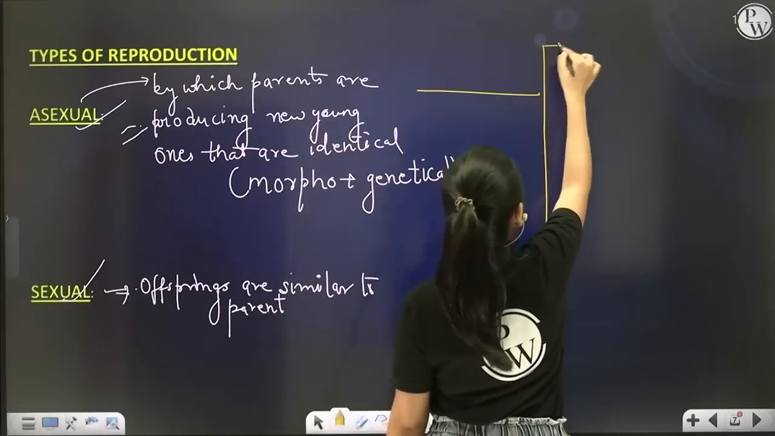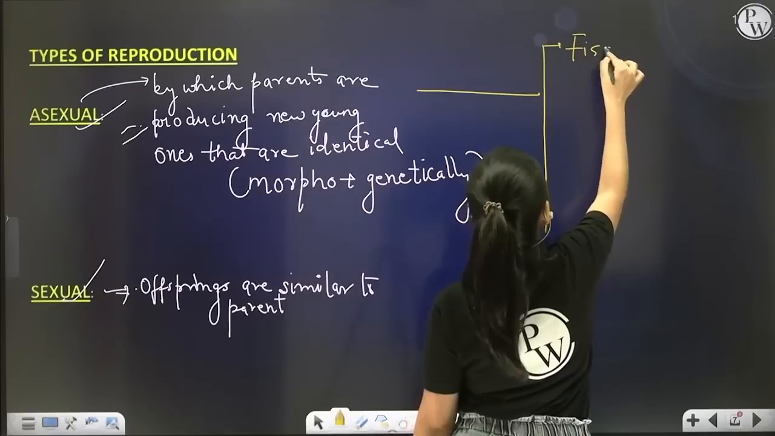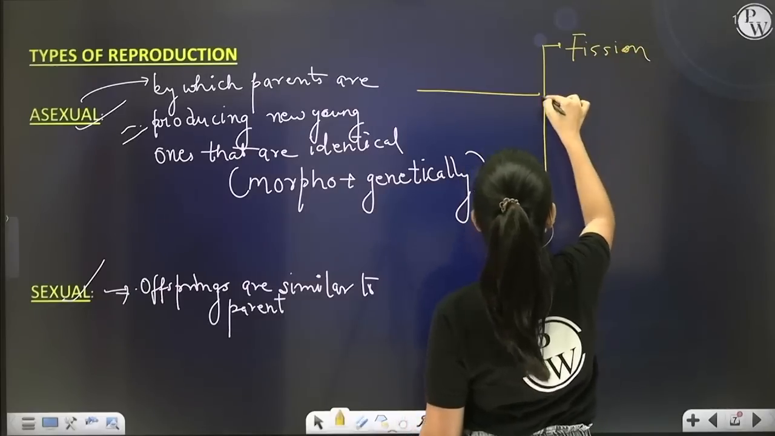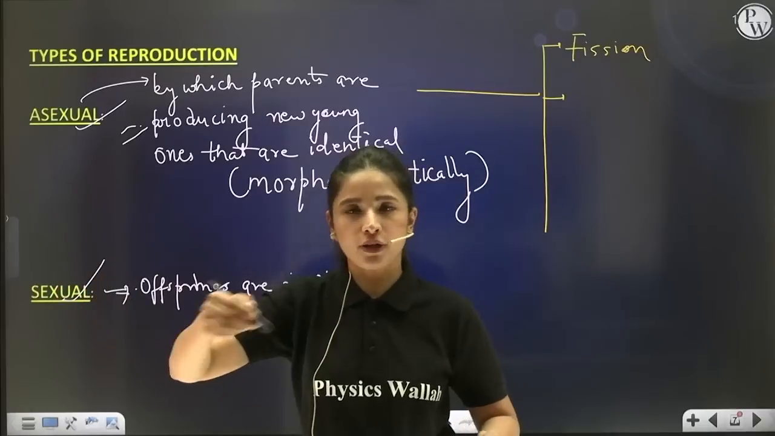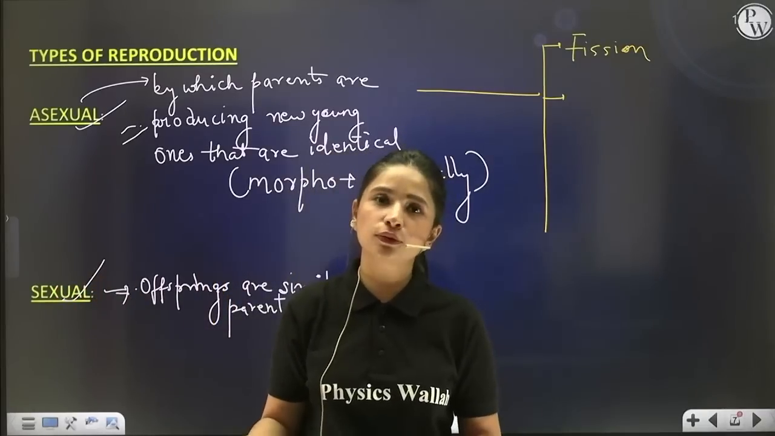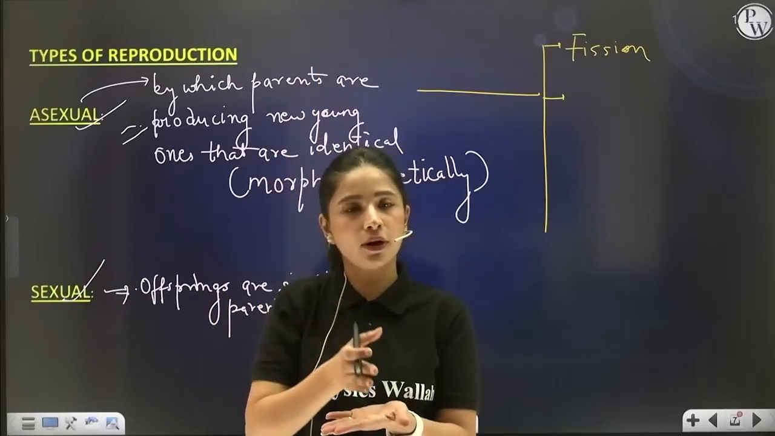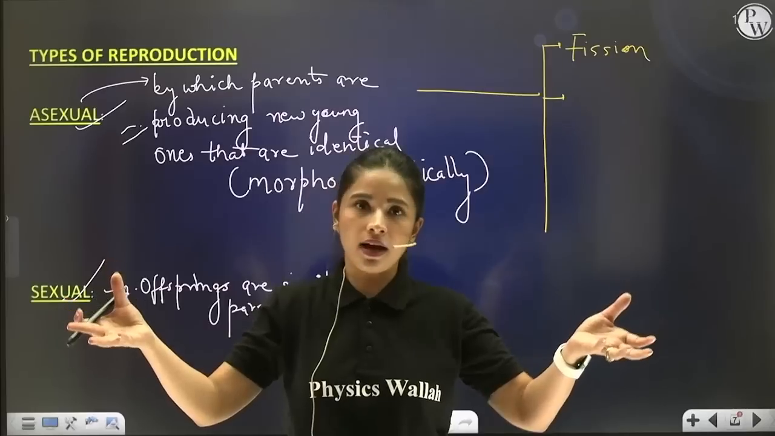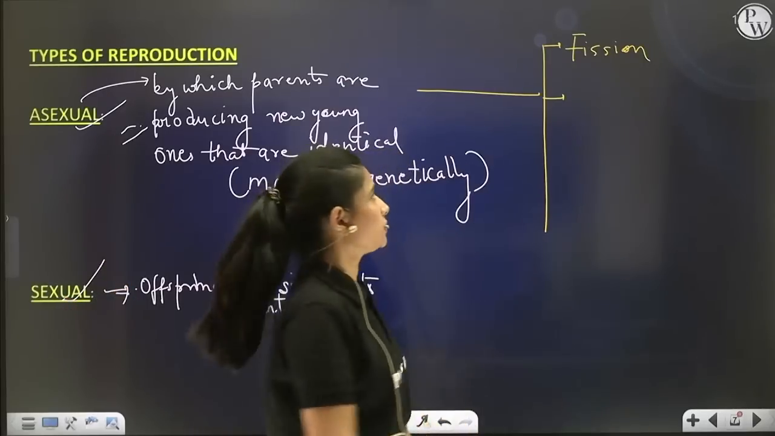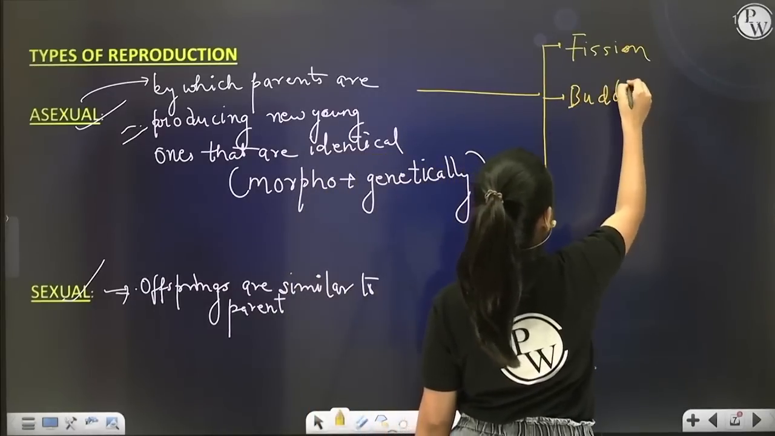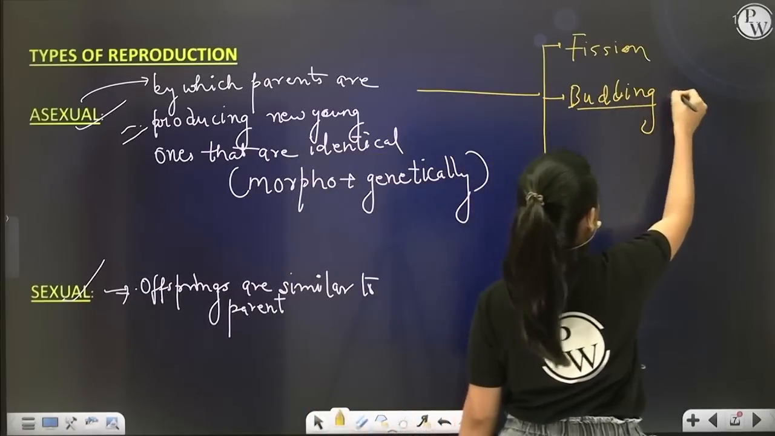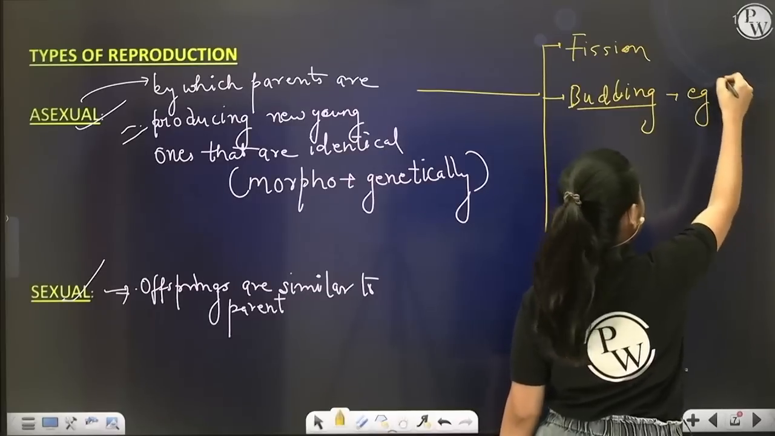Right? For example, fission. You see in case of bacteria, or if I talk about amoeba, or euglena, then what they do, they divide their body into two equal halves. So that is called fission. Apart from fission, budding is also one of the types of asexual reproduction which you see in case of single-celled fungi, yeast.